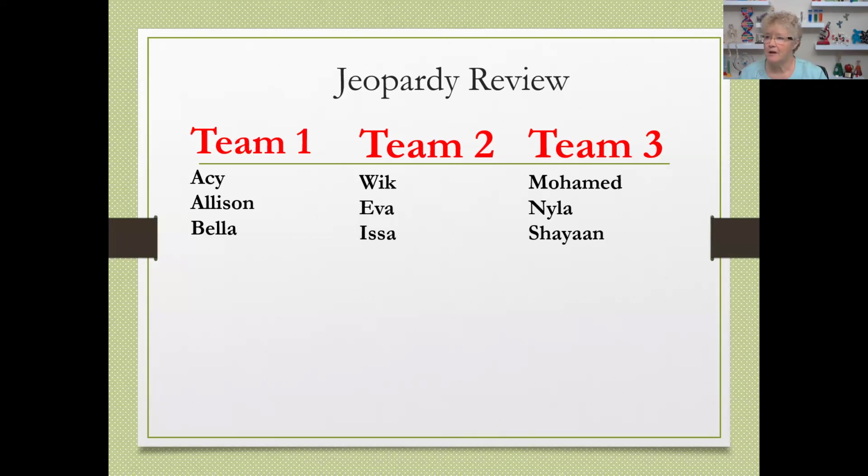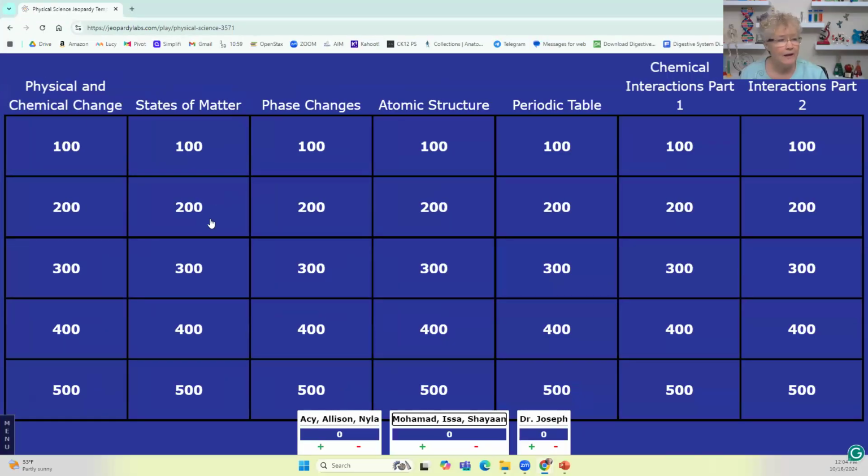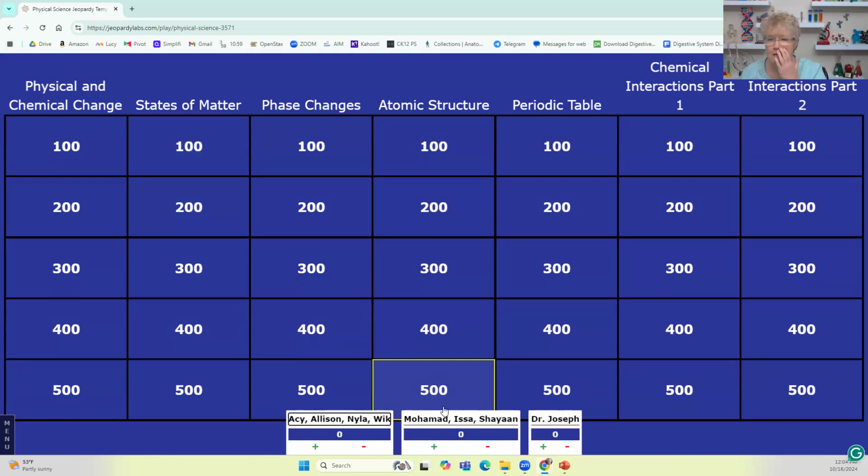Okay, so let me share my screen here with you. Okay, and here comes Wick. So we will put Wick on team 1. And so we have 1, 2, 3, 4, 5, 6, 7 students. Okay, so this is how we're going to do our teams. And if you guys have never seen, go ahead, Wick.